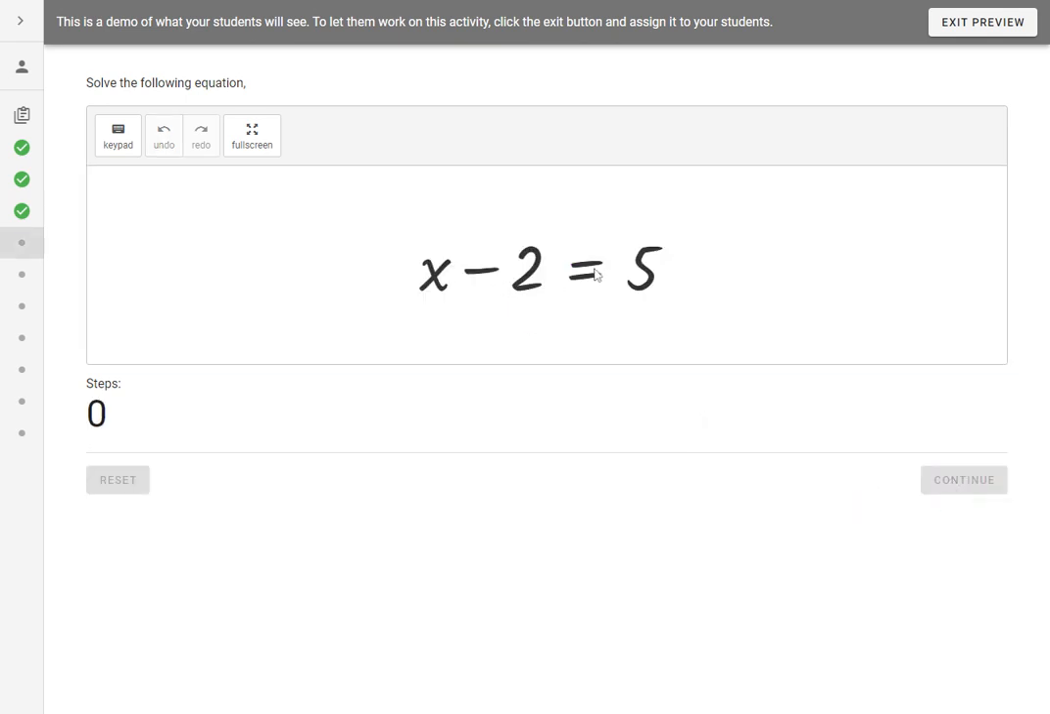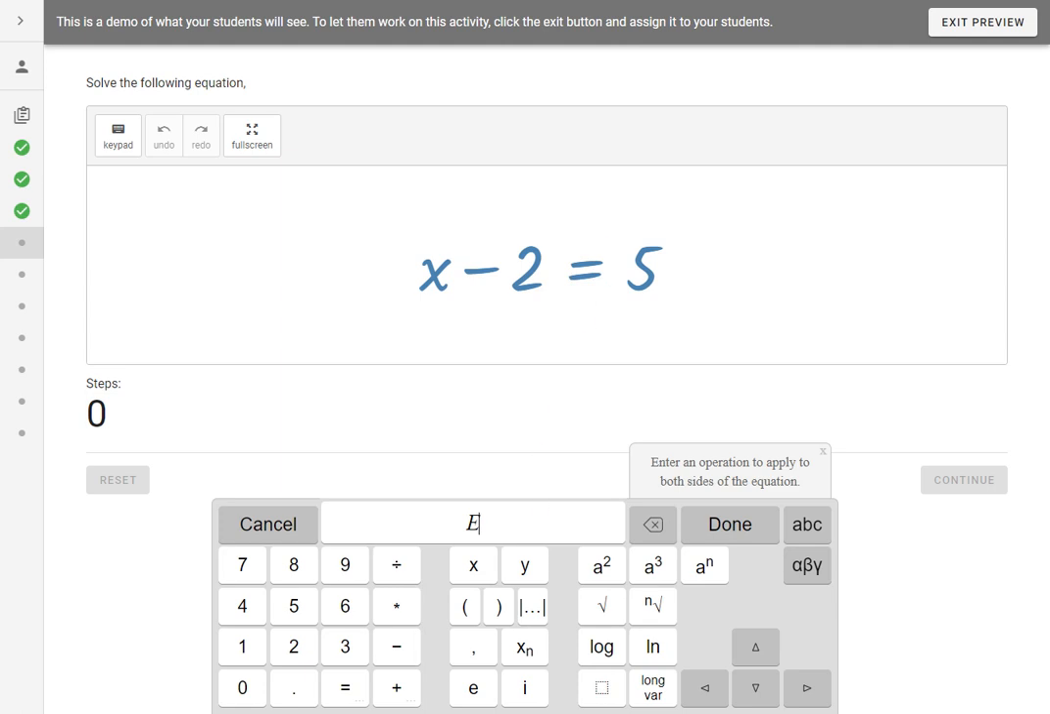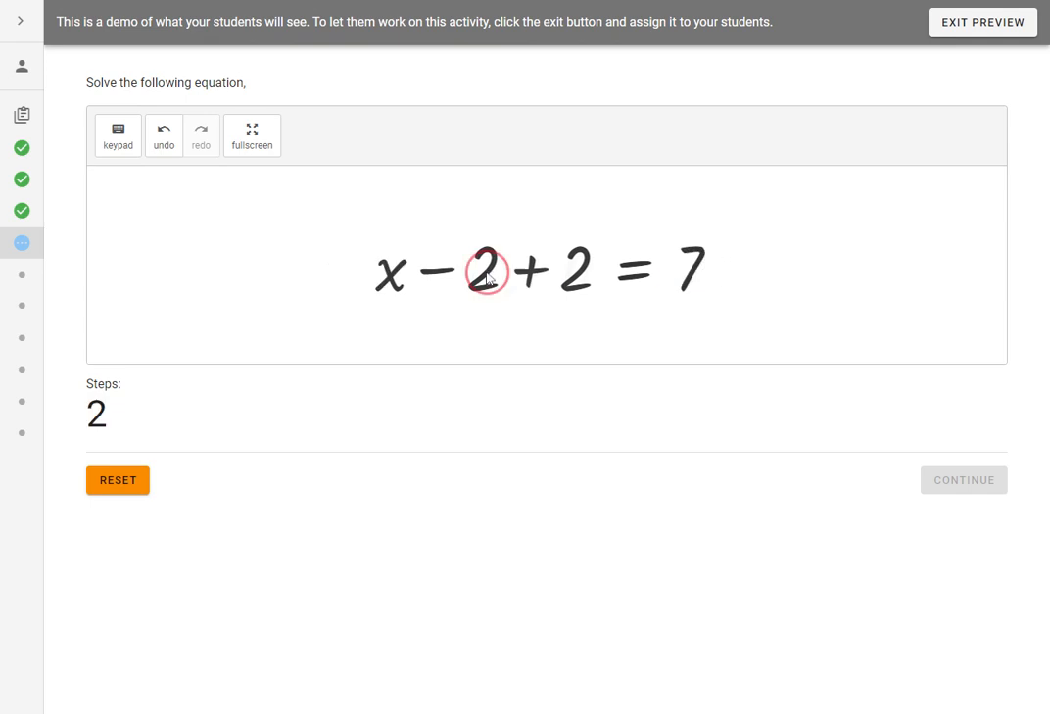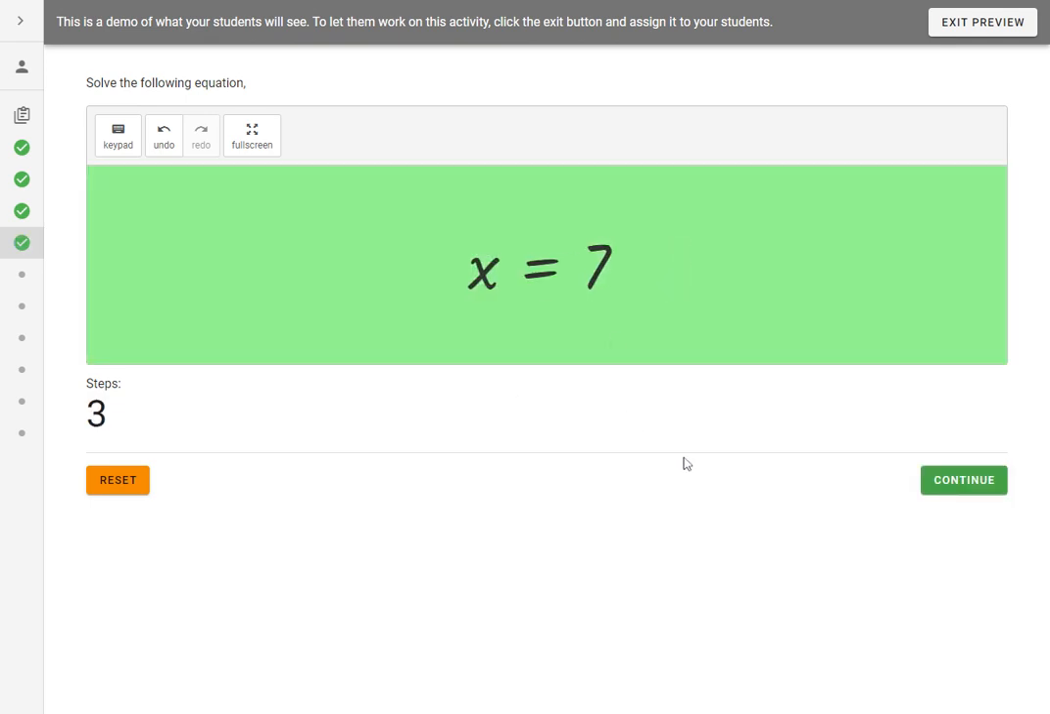x minus 2 equals 5. So of course the inverse operation is to plus 2 to both sides. Complete the adding, and I've got x equals 7.